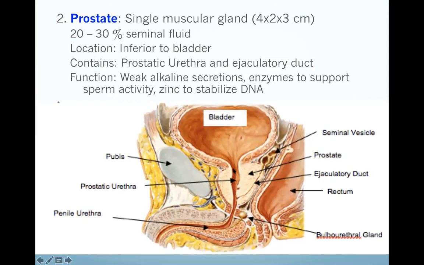If a male is urinating, they urinate right through their prostate. So there's this prostatic urethra that travels through. Remember, the inner urethral sphincter is right up here. This is smooth muscle, and this will close off the bladder so that you can't urinate when ejaculation is occurring. And this is the inner urethral sphincter, right at the base of the male erectile tissue.